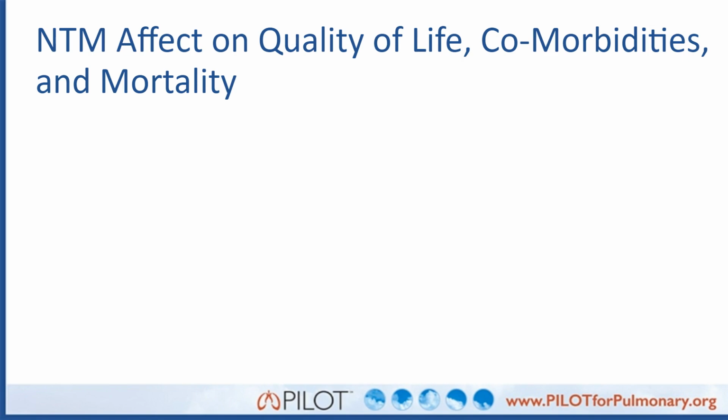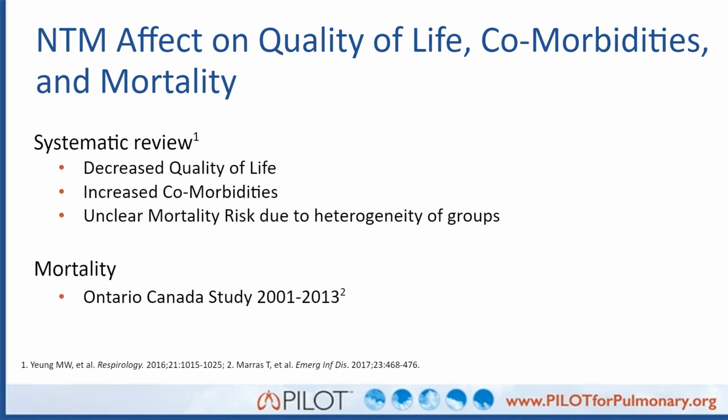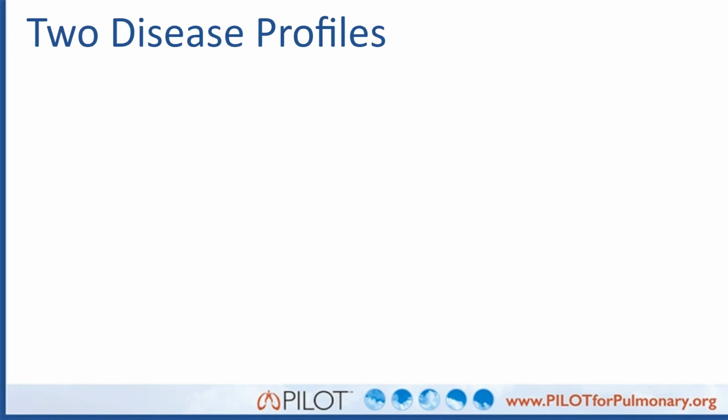And we also know that NTM can affect quality of life, morbidities, and mortality. There was a systematic review that highlighted a decreased quality of life, and that could be from chronic symptoms, frequent hospital stays and outpatient visits, and all the treatments that are necessary for patients with NTM that they have to do at home. That all can affect their quality of life. There's increased comorbidities. In this particular study, there was an unclear mortality risk due to the heterogeneity of groups, but in a separate study from Ontario, it did show that there was an increase in mortality in patients with NTM lung disease.